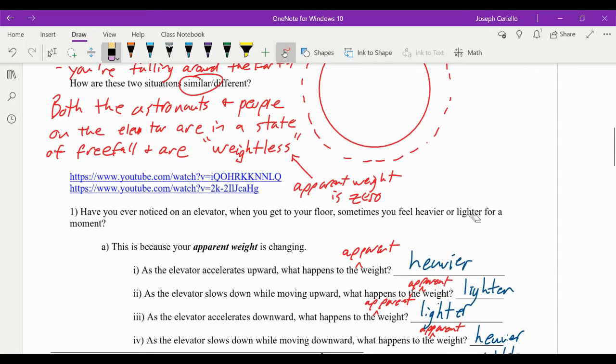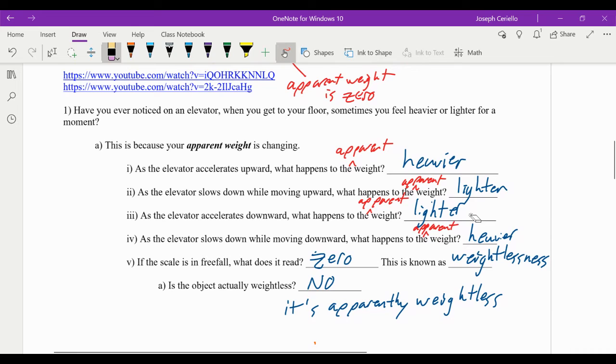So let's think about some elevator scenarios here. Have you ever noticed on an elevator when you get to your floor, sometimes you feel a little bit heavier or lighter? This is because your apparent weight is changing. So we looked at 4 scenarios and looked at how your apparent weight changes. If the elevator accelerates upward, you feel heavier. If the elevator slows down while moving upward, you feel lighter. If the elevator accelerates downward, you feel lighter. And if the elevator slows down while moving downward, you feel a little bit heavier.